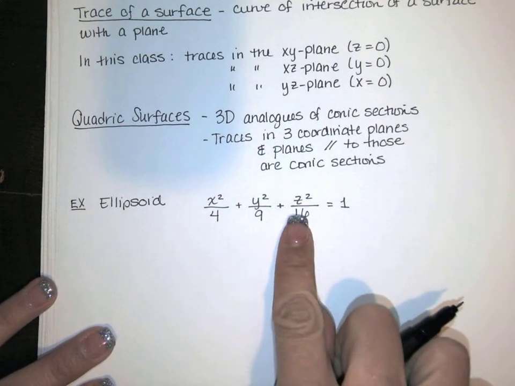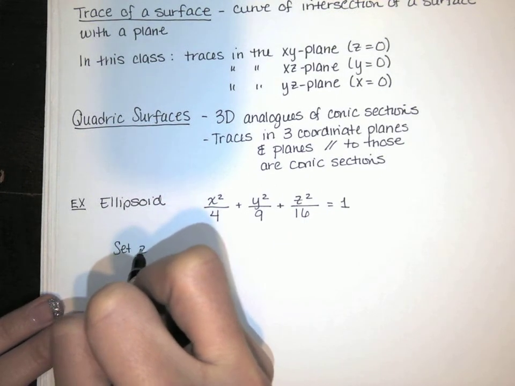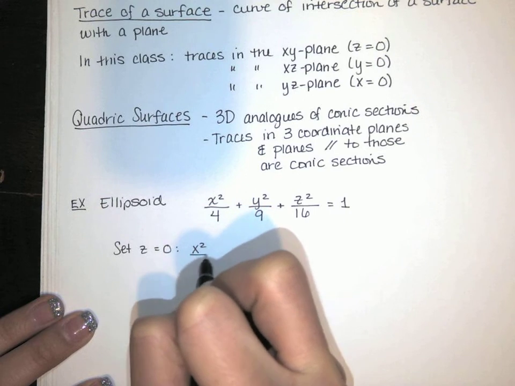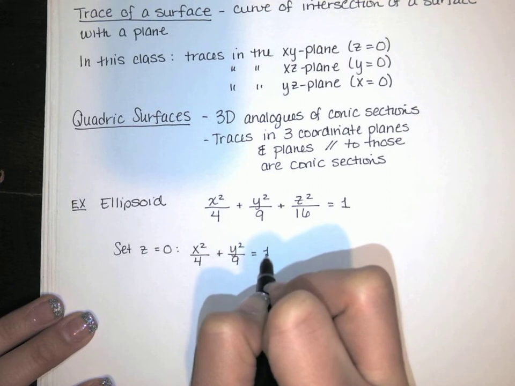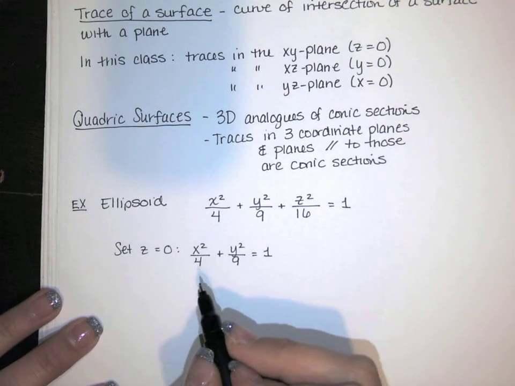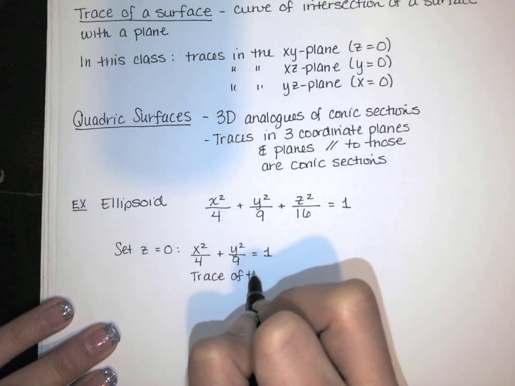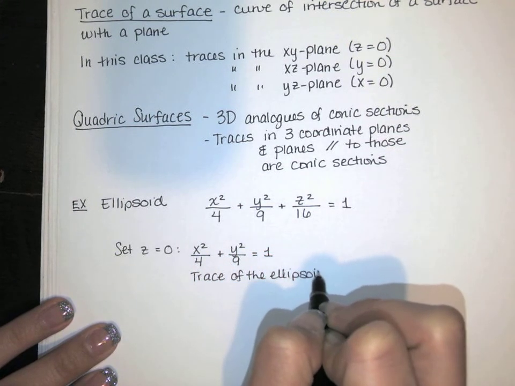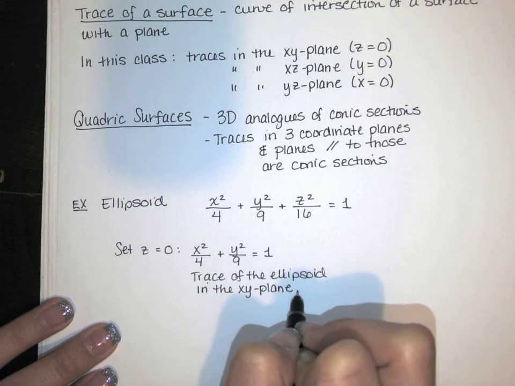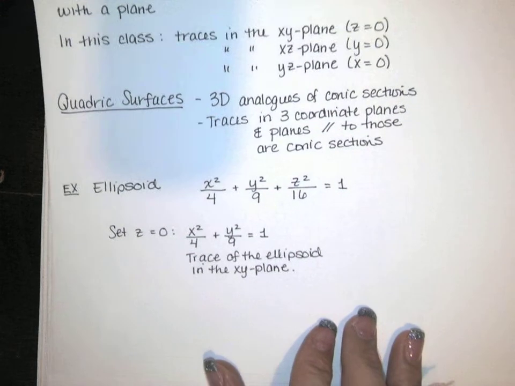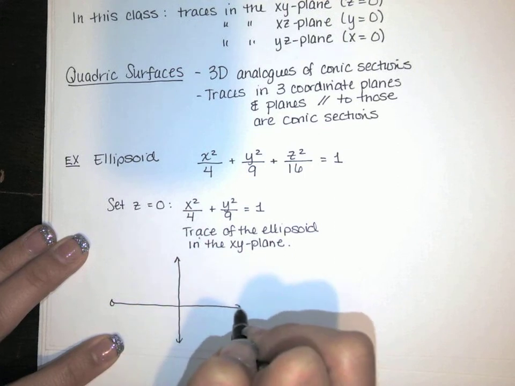Now, if I want to get rid of the z term in my equation, I can set z equal to 0. And then we've got a new equation, x squared over 4 plus y squared over 9 equals 1. This is the equation of the trace of the ellipsoid that we're interested in, the xy plane. All right, so let's figure out what that looks like. In order to do that, we're going to sketch this trace in 2D.